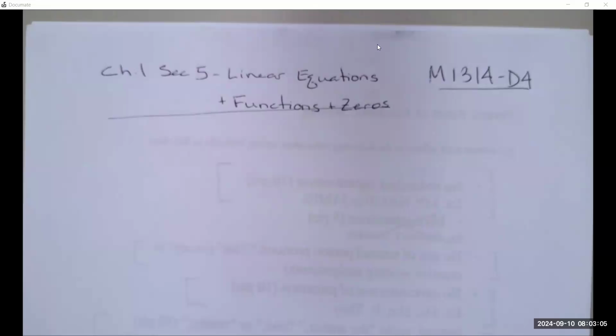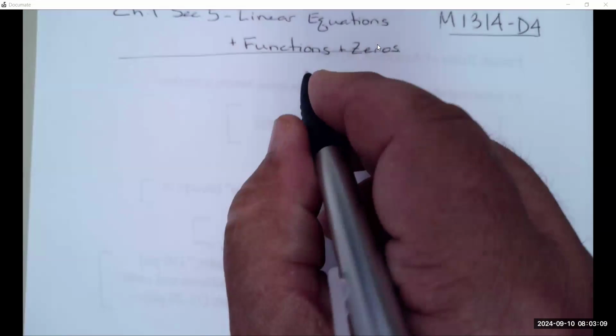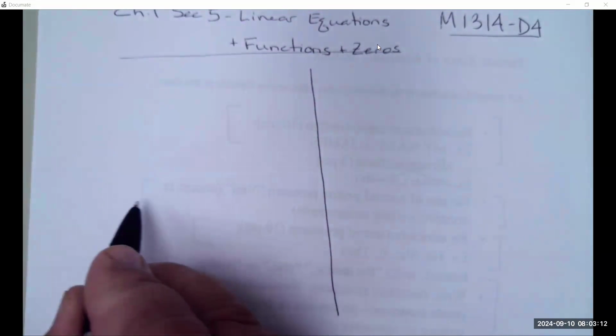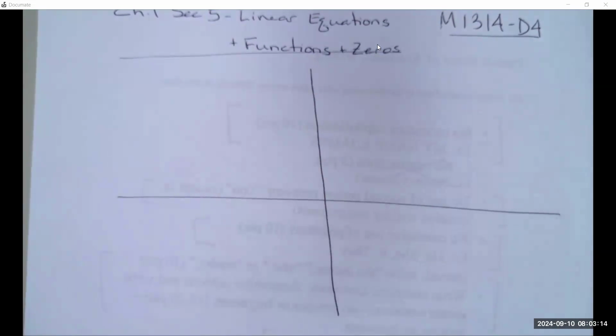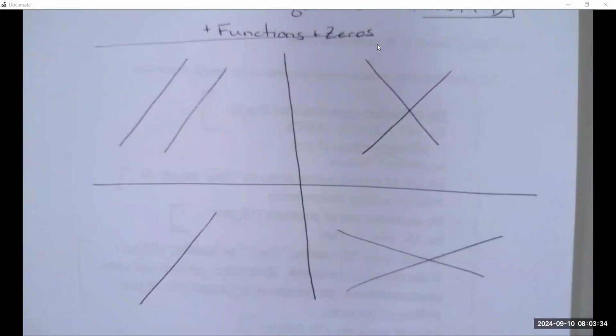What are parallel lines? Okay. And then perpendicular? Okay, so that's very good. So you guys are ahead of the game. So there are 4 possibilities here if you have 2 lines. These are the 4 possibilities.